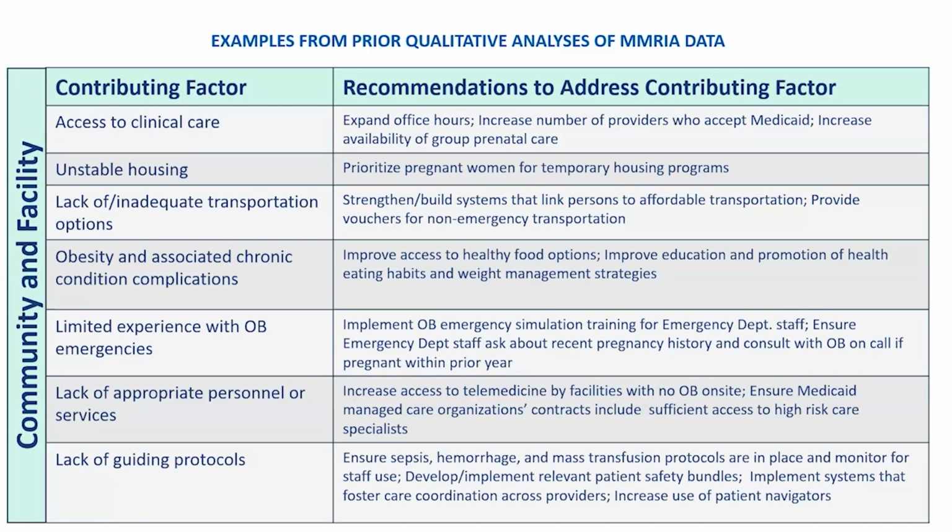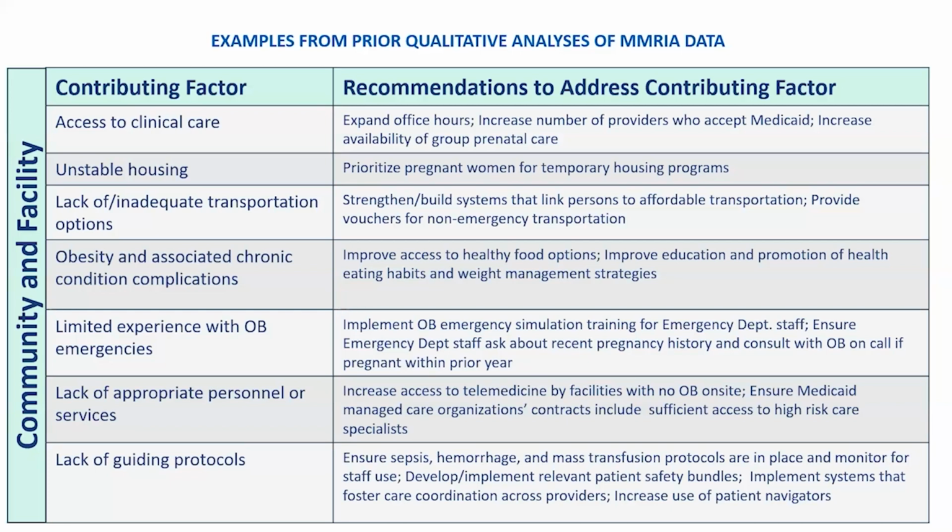So here we can see an example of facility and community level recommendations that came from MMRCs. I don't think it's going to be surprising to anyone here that access to care was a contributor. And then you can see how your MMRC would map a recommendation to that, such as expanding office hours and increasing the number of providers who accept Medicaid. You can see in that next contributor example that's shown here, it's unstable housing. Housing is healthcare. The recommendation that's mapped to this is to prioritize pregnant women for temporary housing programs.